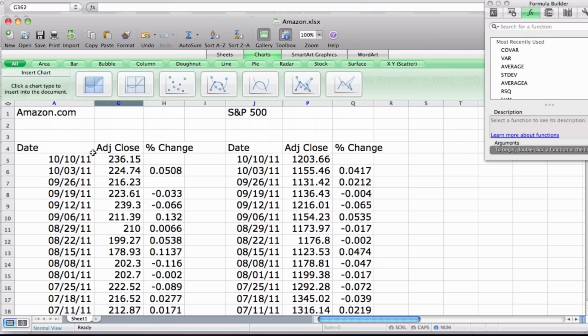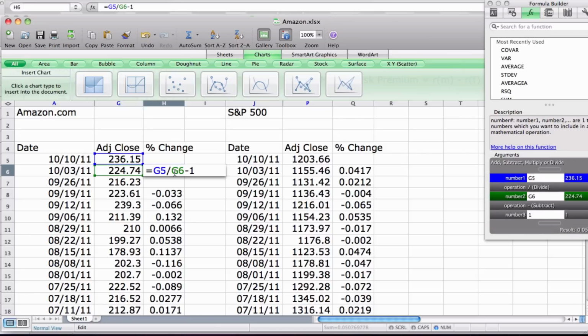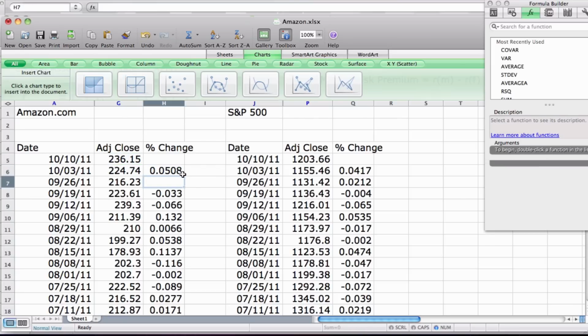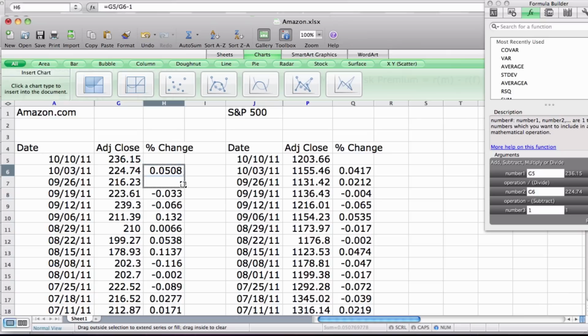You could do daily closes of the stock in question, Amazon.com, and the index or the market you are comparing it to. Now, to find the percentage change, the formula is the most recent close divided by the later close minus one. And right now we'll just drag this down.